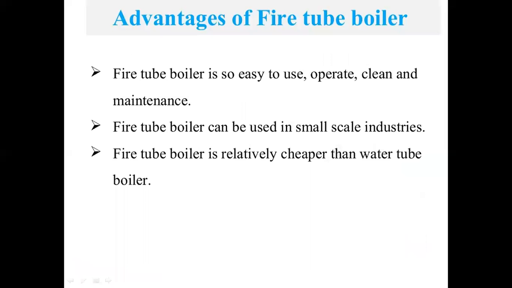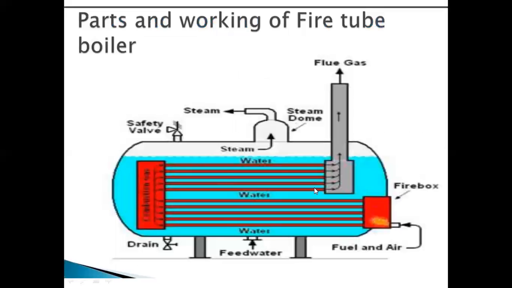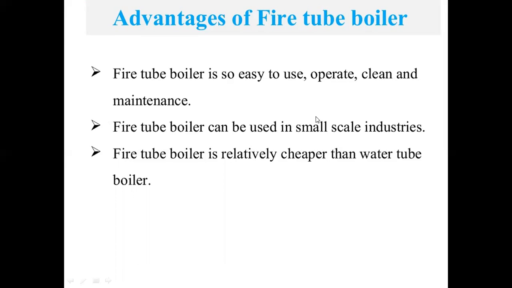So let us discuss the advantages of the 5-tube boiler. The 5-tube boiler is easy to use, operate, clean and maintain. Here the construction is simple, so it is easy to use and operate, and the cleaning is also easy. The 5-tube boiler can be used in small scale industries.